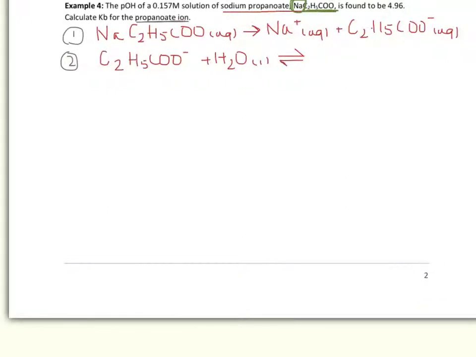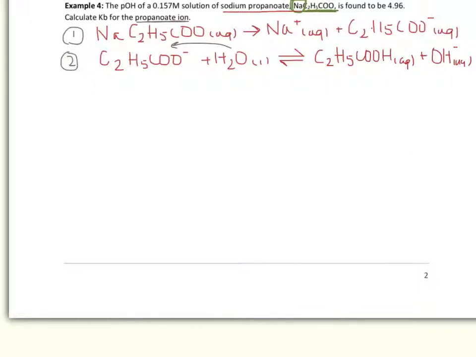Okay. Looking at the propanoate ion, you should realize that this would have to be a base. The hydrogen at the end, COO, there's no H there, so that's been missing. So this is the conjugate base. Therefore, water will act as the acid, and it will donate a proton. That will give us C2H5COOH plus OH minus.